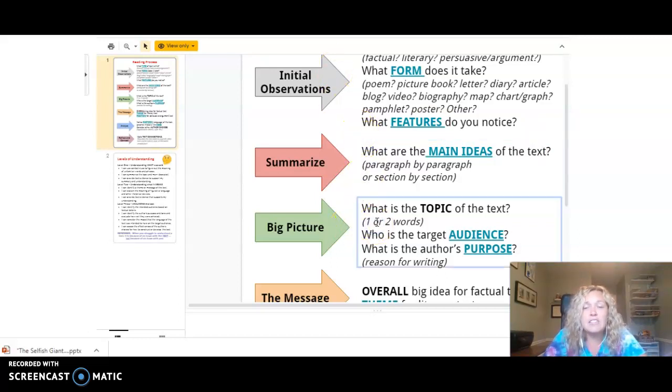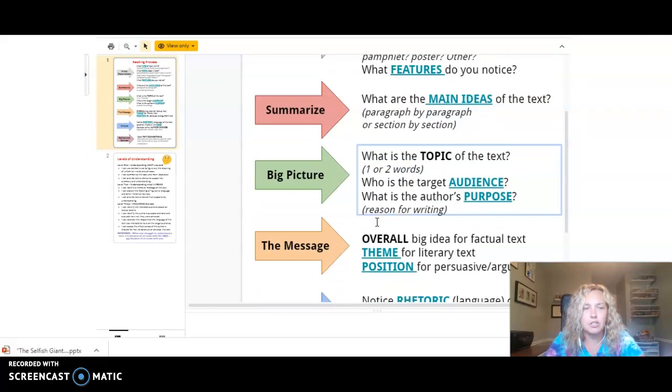Next, you're going to ask yourself, okay, what was the big picture about the text? Who was this for? Who was the target audience? And then what is the author's purpose? Why did the author write this? Okay, so now you can tell me what the story is about.